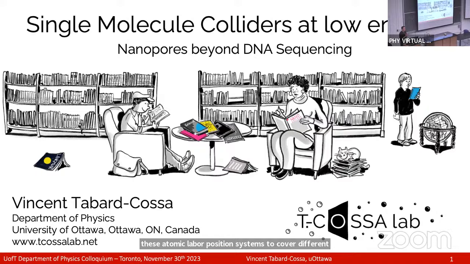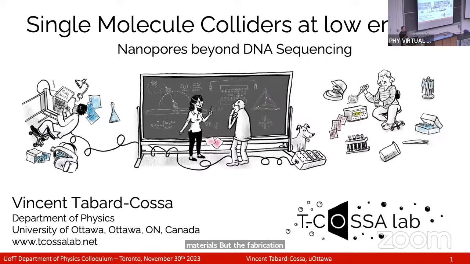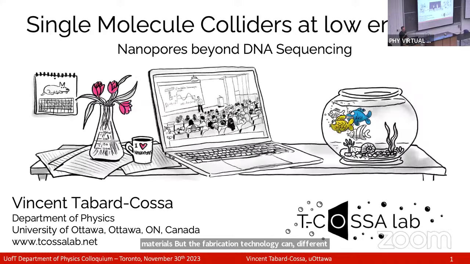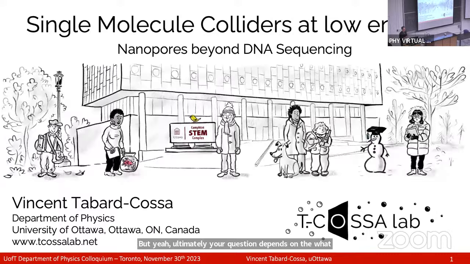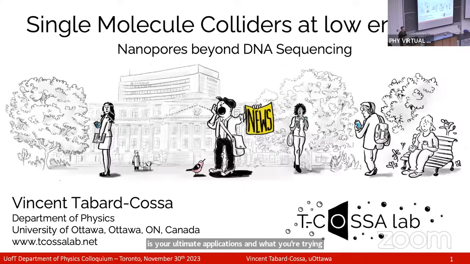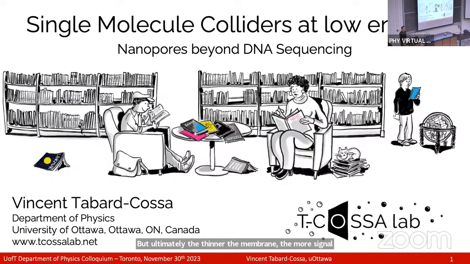But the fabrication technology, different approaches can make pores in different materials and different structures. The question depends on what your ultimate application is and what you're trying to get out of the signal. But ultimately, the thinner the membrane, the more signal you have, and the more spatially resolved you can be as well.